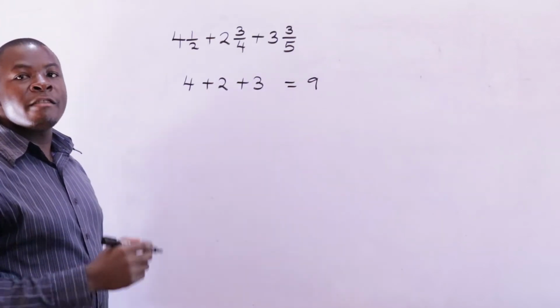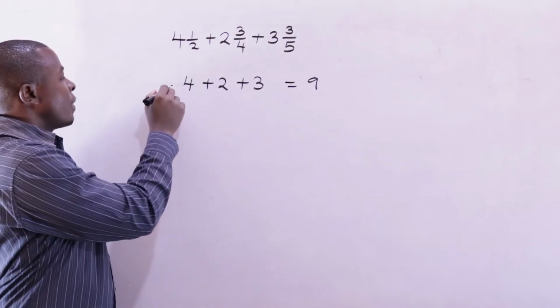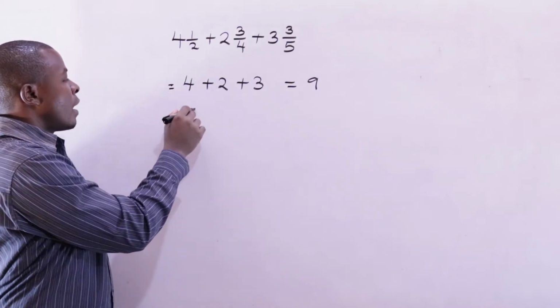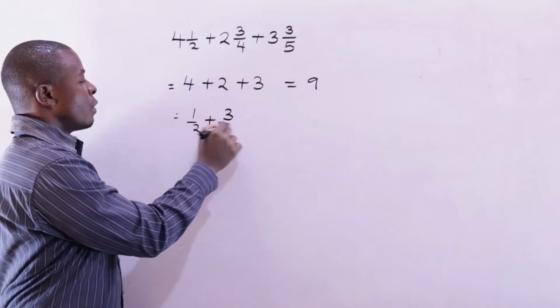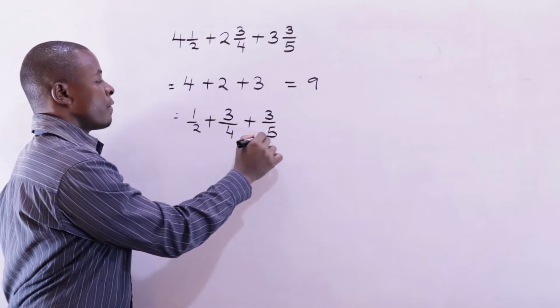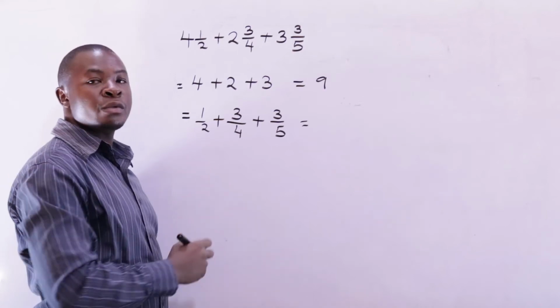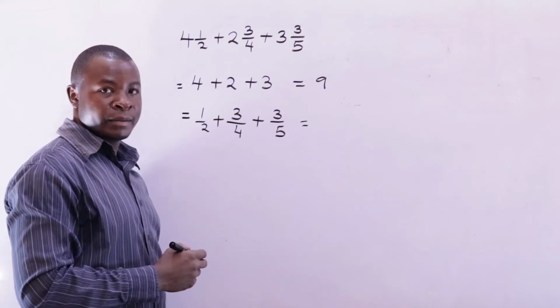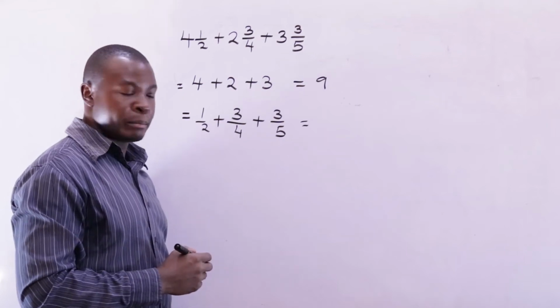Then we'll also add the fraction part. So we'll end up with a half plus 3/4 plus 3/5. To add these fractions, we first of all need to find the LCM of the denominators. We'll use the table method to find this LCM.